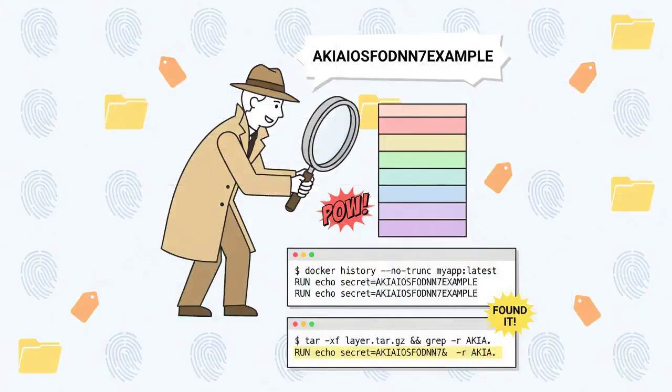Anyone with full access to your image can run docker history. No truncation, so they can see every instruction verbatim, secrets and all. They can also docker save the image, untar the layer, and grep through it directly. Your credential is now a public artifact.